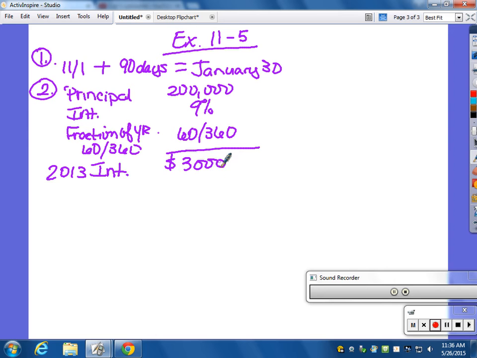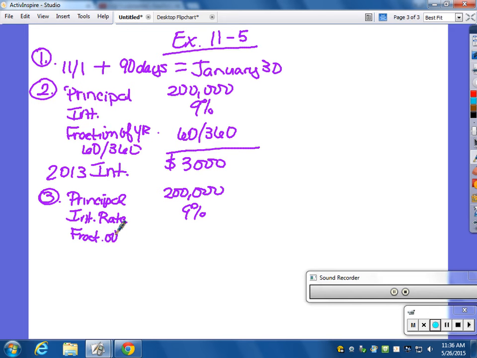$3,000. All right, number 3 wants us to find how much interest for 2014. Same situation, principal, and it's gonna be 30 days, because that's how many are left. 200,000 times that 9% interest rate. Fraction of year is 30 days over 360. What's the amount of interest for 2014? 1,500.